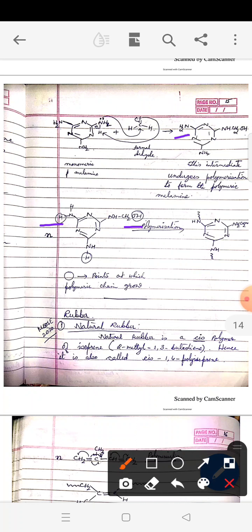So this way you get a polymeric chain at this point and you get a polymeric chain at this point. That's how you get formaldehyde melamine resin, which is very important in the crockery industry nowadays. This circle which I have drawn here shows the site at which the polymerization takes place. So that's all about the resins.